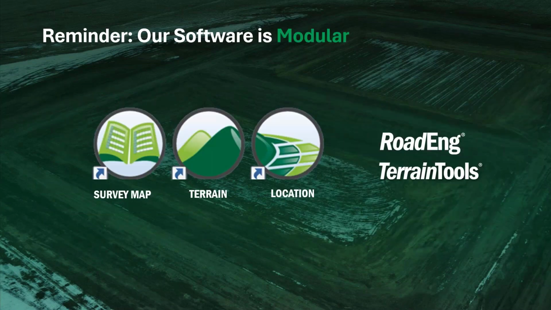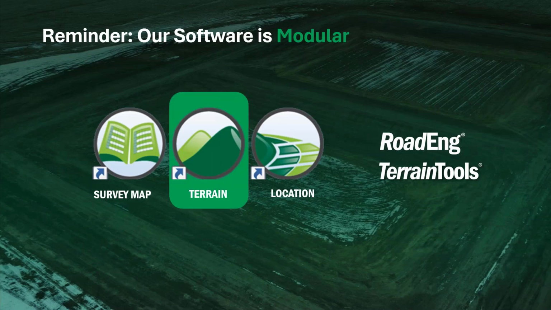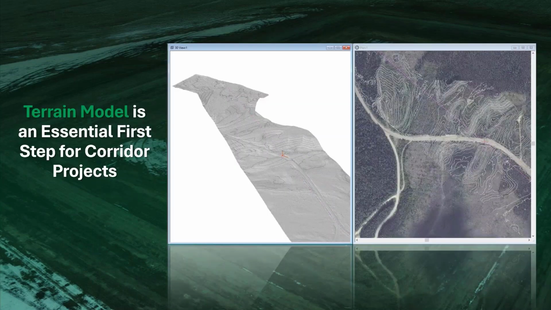As I mentioned, today we're going to be focusing really exclusively on the terrain module. And just a reminder, our software is modular. So if you've got Roadeng, you're going to have a few different applications that come with the program, different executables off your desktop. If you have just terrain, you just have terrain. So today we're just going to focus on the one module and really talk about it in depth.